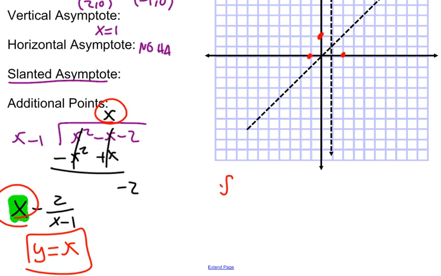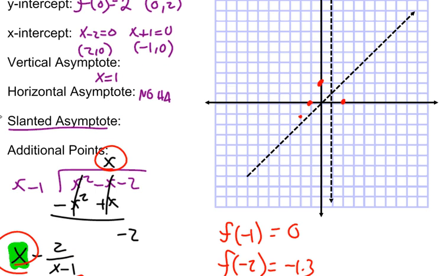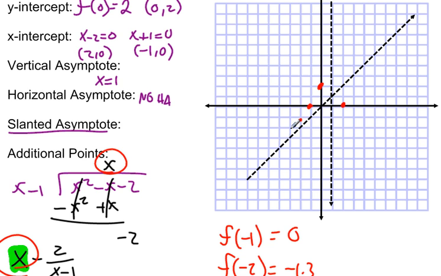So f of negative 1 and f of negative 2. Let's see what's going on with those two. If you plug in negative 1, we're going to get 0. And if you plug in negative 2, we're going to get negative 1.3. So let's just go ahead and plot those in. F of negative 1 is 0. Oh, we already had that. Oh, okay, never mind. And then negative 2, negative 1.3. It's just validating what I was saying, how it's going to get really close here. So I'm just going to go ahead and draw that in right now. Yeah, it's probably the best one I've done all day, all right?